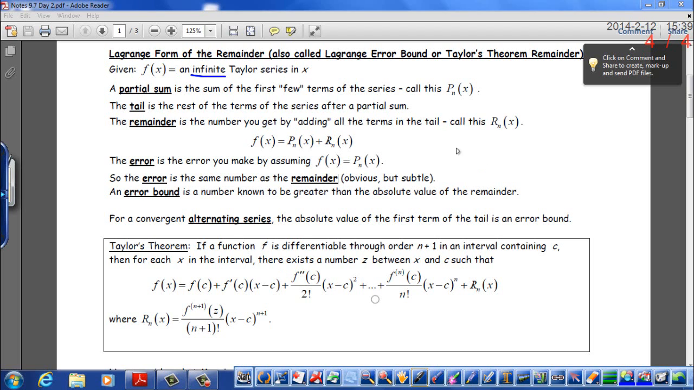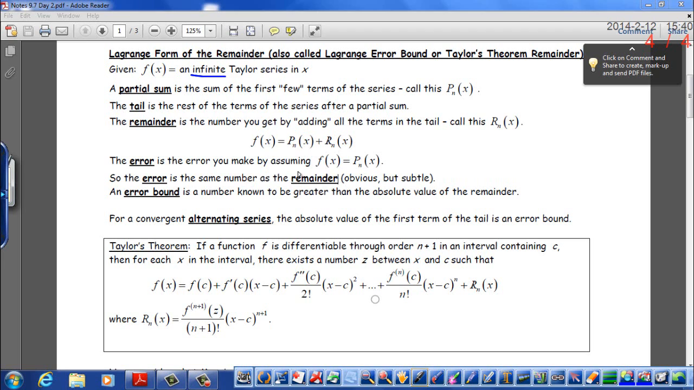So a partial sum is the sum of the first few terms of the series, and we're going to call this p of x. This is what we've been doing and what we've been creating. The tail is the rest of the terms of the series after a partial sum. So that's what we've left off. So the remainder is the number that you get by adding all the terms in the tail, and we're going to call this r of x. All right, so therefore f of x, the original series, would equal p of x plus r of x. So f of x, the original function, is going to equal the finite number of terms that we create in the Taylor series plus the remaining terms that would make it infinite.